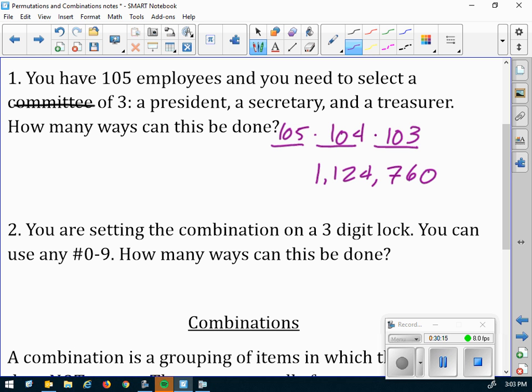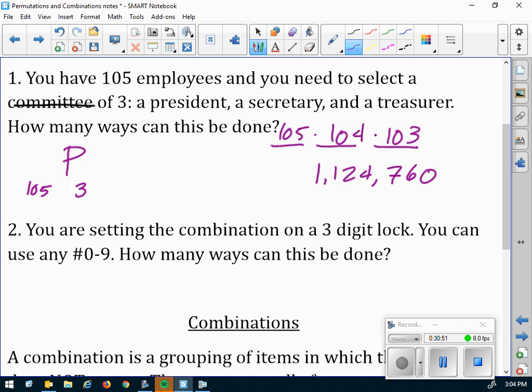Too much for you. Now let's talk about the formula. If we set it up with the P, what number would go first? 105. And I'm permuting how many? 3? Did you do 105 times 104 times 103? It's not 150, it's 105.